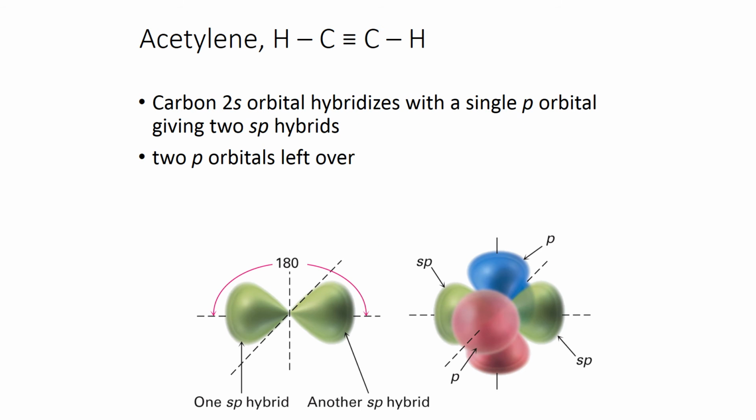Here's acetylene. One of the carbons in acetylene is going to be sp hybridized. To make an sp hybrid orbital, you take 1 s and 1 p, leaving 2 p orbitals left over. This gives 2 sp hybrids, one of them here and one of them here. Of the 2 p orbitals that are left over, one is perpendicular to these 2, and then the other is perpendicular to the other 2 also. So an sp hybrid, an sp hybrid, 1 p orbital, and another p orbital.